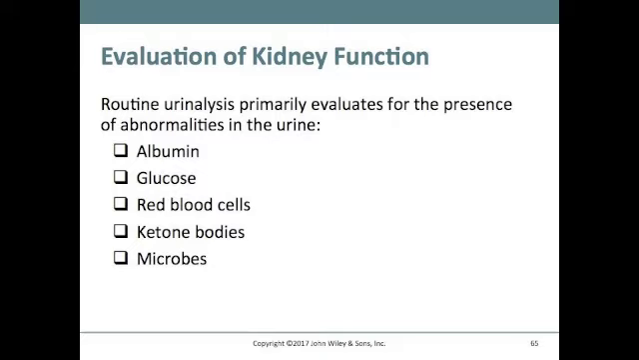Moving on to the next slide, the evaluation of kidney function begins on page 1072. Routine urinalysis primarily evaluates for the presence of abnormalities in the urine. I'd like for you to turn to page 1073 and view table 26.6. Table 26.6 goes through all of these bullet points here. The albumin, glucose, red blood cells, ketone bodies, and microbes are all outlined in detail in that table. So please review that on your own time.